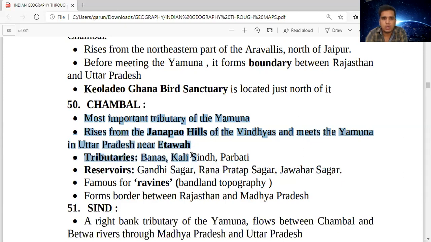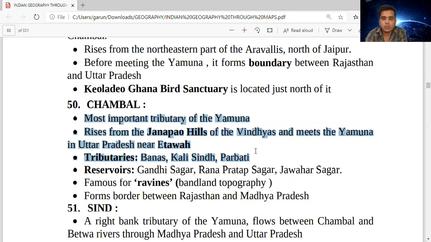Okay. Tributaries: Banas, Kali, Sindh, Parvati. These are the tributaries of Chambal, and all four get combined with Chambal, and then it forms the tributary of Yamuna, and Yamuna is basically the tributary of Ganga. So that's why we are studying the river system, not a particular river.